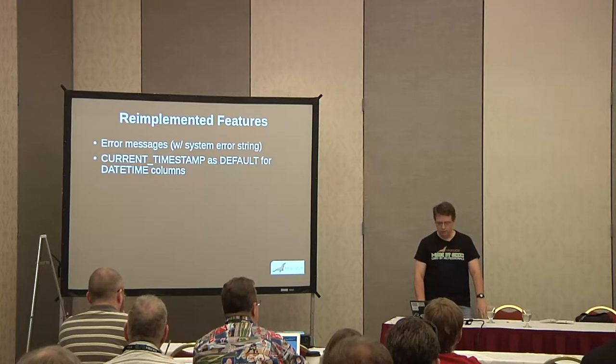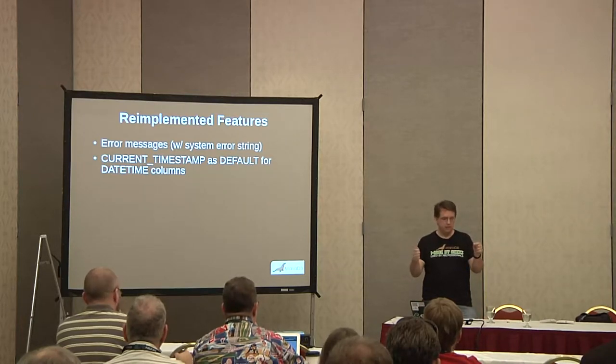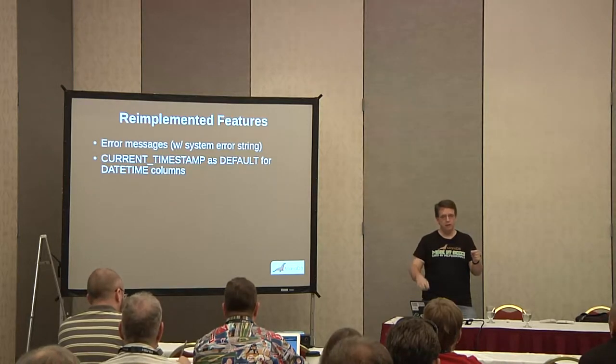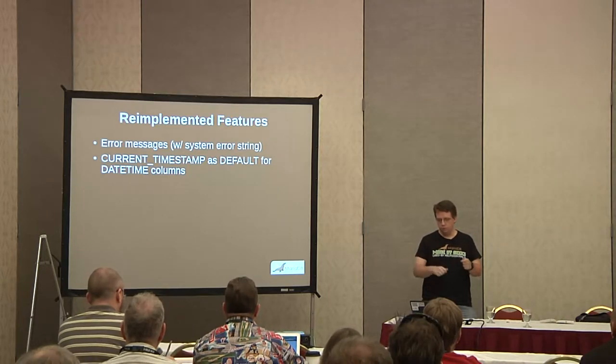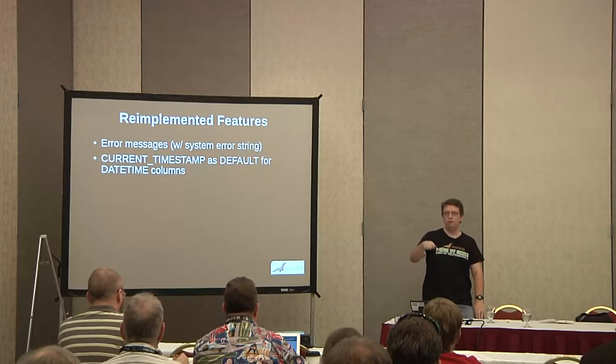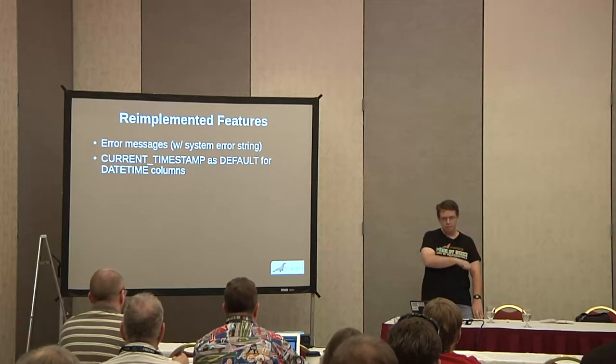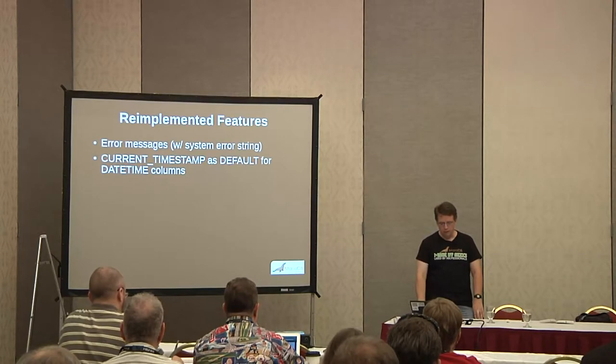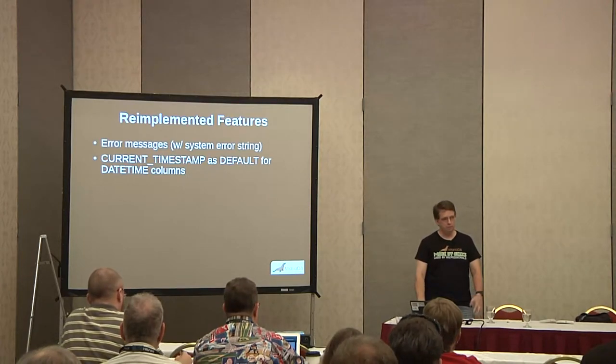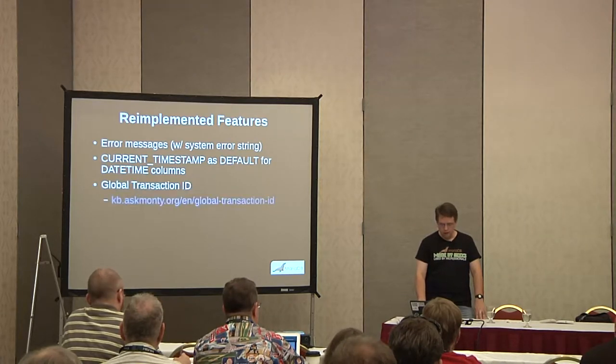The current timestamp as default for datetime columns. This is a nice feature if, when you update a row in a database, you want to update the datetime column with the current timestamp automatically. You used to be able to do that, but only with columns that were of type timestamp. You couldn't do it with columns that were of type datetime, and now you can. That was a nice feature in 5.6. We re-implemented it in what we think is a better way.